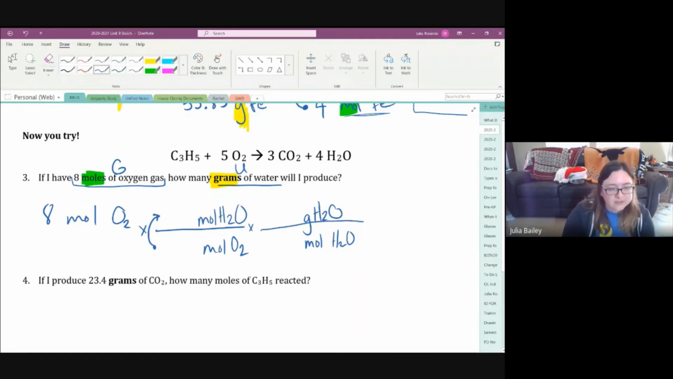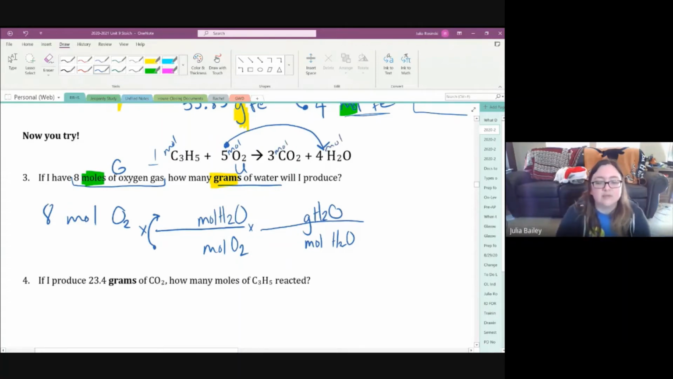For your mole bridge fraction, the numbers of moles come from the bridge, which means from the reaction. So my given was the 5O2 in the reaction. My unknown was the 4H2O in the reaction. Remember that any of these coefficients here, even if they're invisible, the coefficients in the reaction are numbers of moles. That reaction that says 1 C3H5, that's 1 mole of C3H5. They didn't even write the 1, but we know when they don't write a number, it's implied 1. Then 5 moles of O2 yields 3 moles of CO2 plus 4 moles of H2O. We know that's what that reaction actually means.